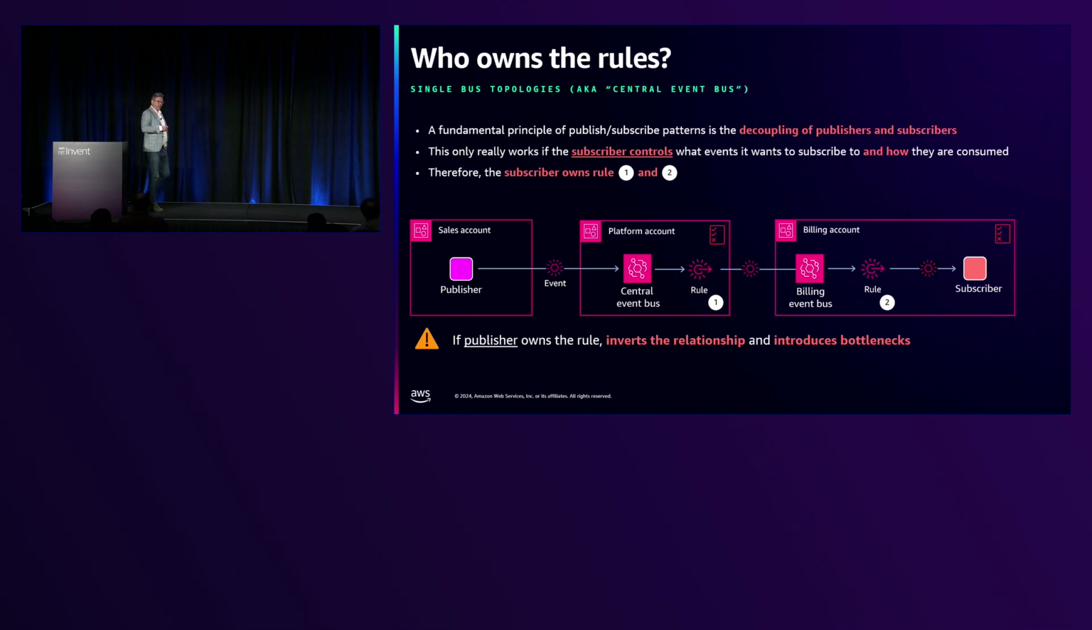Now, if the relationship was inversed, right, this would require the owner of the central event bus to know where to send all of the events, which defeats the purpose of publish-subscribe in the first place, because now you're relying on a single party to know where to distribute everything. So this approach is a much better way.